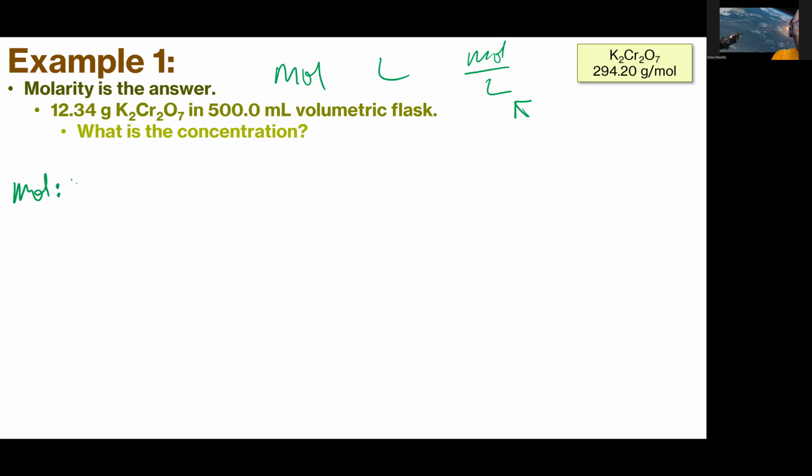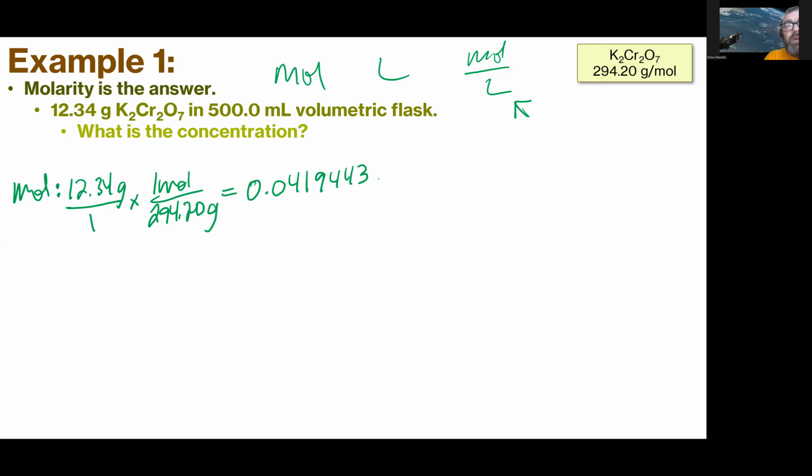What do we got? 1, 2, 3, 4 grams. Since we're keeping it potassium dichromate the whole time, we'll just leave the formulas out. But if you're changing the formula, which we will be doing, you want to make sure you keep your formulas in there. Our molar mass is 294.20 grams, and this will give us moles of potassium dichromate, which for this one is 0.04194443 moles. I'm going to label this K2Cr2O7.